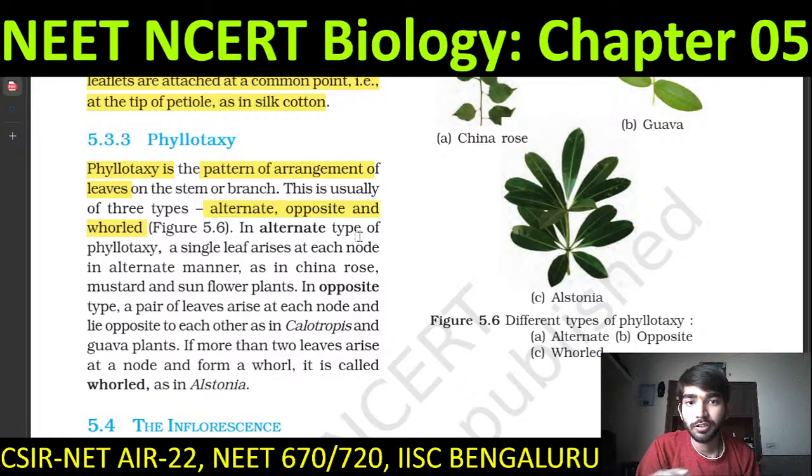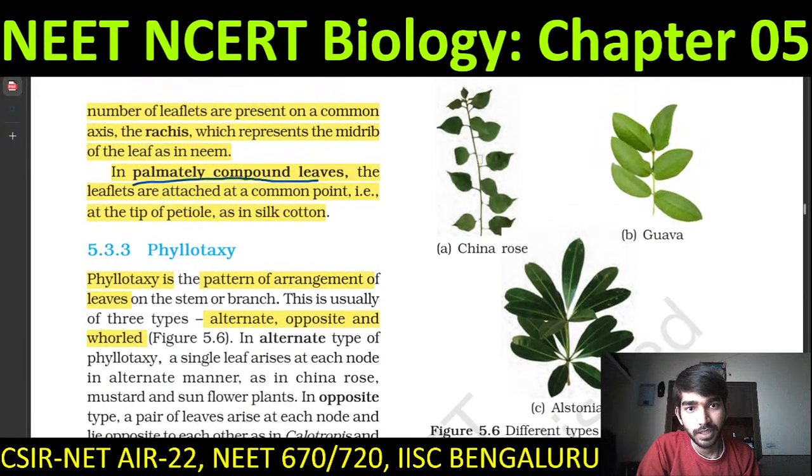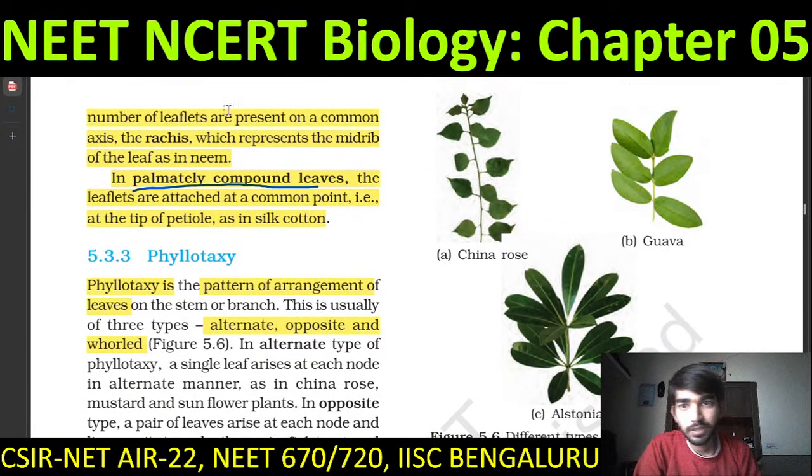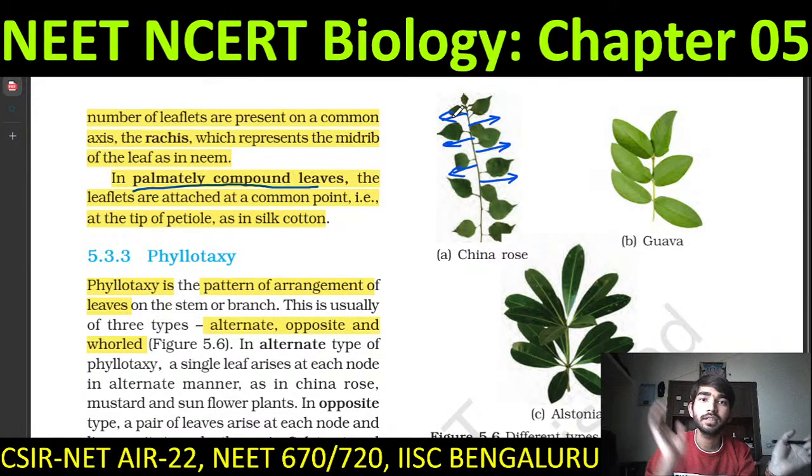But for the sake of understanding it from NCERT's point of view, it is very easy. An alternate type of phyllotaxy: a single leaf arises at each node in an alternate manner. So here you can see the example given is China rose. On this node you see one leaf coming out in this direction, here it is coming out in this direction. So it is alternate, right? One time it is on the left side, then right, then left, then right, then left, then right.